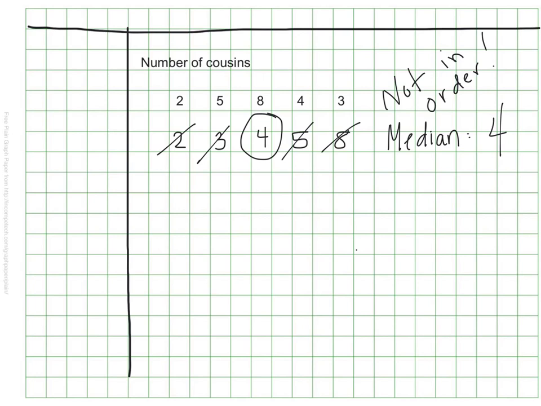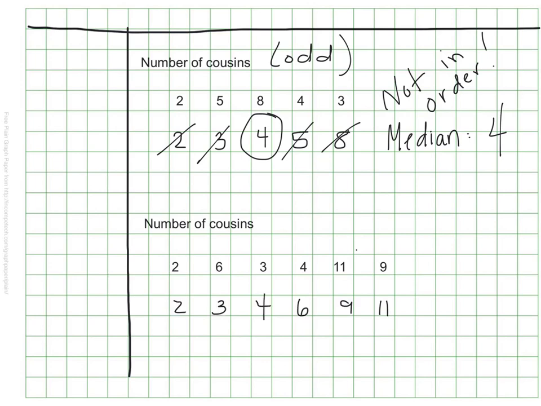This data set was fairly straightforward because this was an odd number of pieces of data. What if we ask an even number of people the same question? Once again, my first step is to make sure that my data is placed in order from least to greatest. So I'm going to go ahead and rewrite these in order.